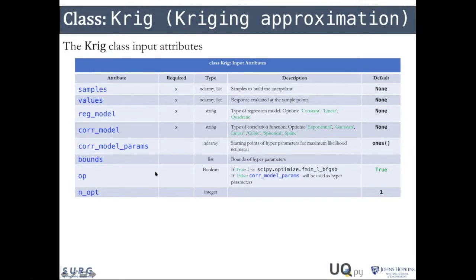Optimize is just a boolean. If it is false, then these correlation model parameters will be used as they are as the hyperparameter values, and the maximum likelihood problem will not be solved. And if it is true, then an optimization problem will be solved to estimate the hyperparameters. Nopt is an integer which basically defines the number of times you want to solve the maximum likelihood problem with a new initial point to estimate the hyperparameters.